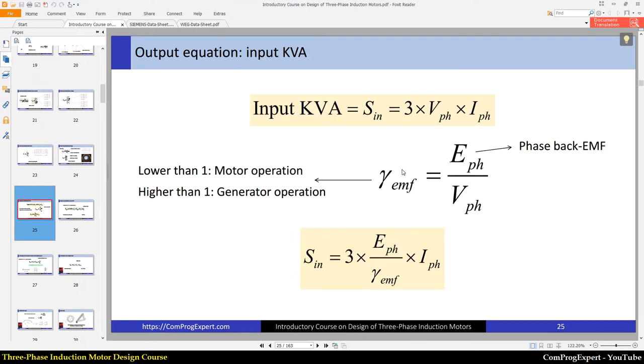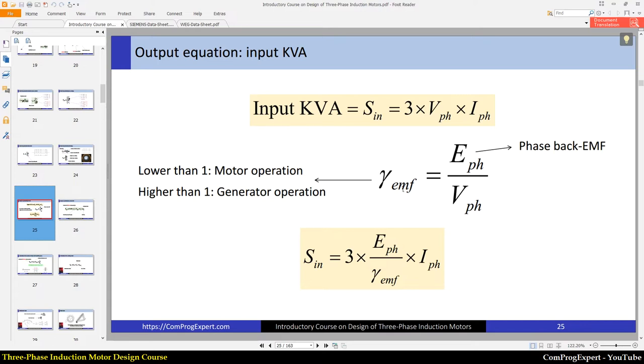Okay, so let's talk about the value of gamma EMF. When the value of gamma EMF is close to 1, it means we have a low resistive drop over the stator winding, right? So when we have a low resistive drop, it means the stator resistance is low, right? And when the stator resistance is low, the motor is a high efficiency motor, right? And when the value of gamma EMF is around 0.9 or far from 1, it means that we have a high resistive drop or high reactive drop, and we have a high resistance and the motor efficiency is low.